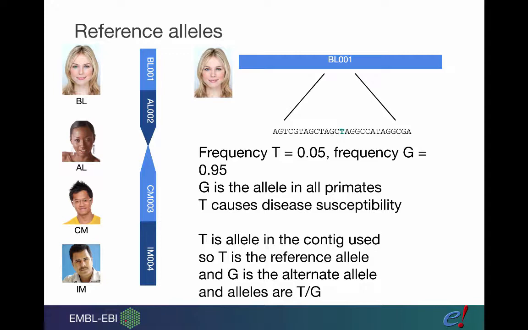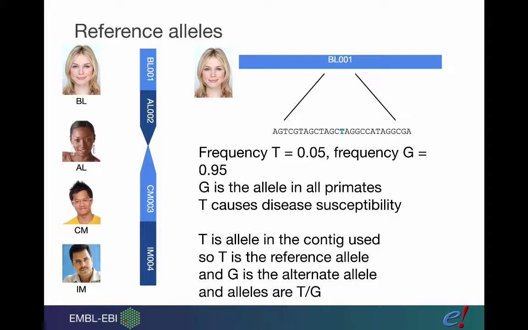However, this T might actually be a low frequency or even a private allele that was only found in that individual. It might be that the other allele is the one that's found in all primates, so it can be labelled the ancestral allele. And it might be that this allele in the reference genome is the one that causes the disease susceptibility. But because this allele, this T, is in the contig, it's in the reference genome, that makes it the reference allele. The reference allele always refers to whatever is in the reference genome. It has no relation to whether it is rare or frequent, or whether it's disease causing, or whether it's ancestral.